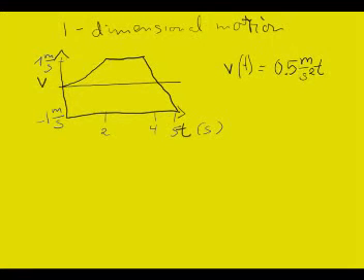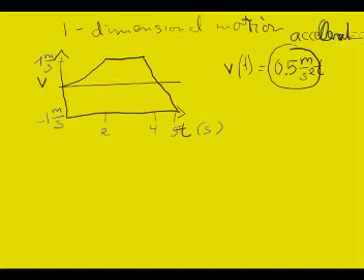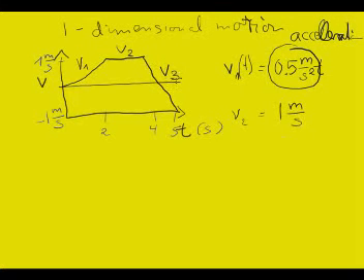So this quantity here is the acceleration. What is the velocity here? This is the first velocity, v1. Here we have velocity v2, which is not a function of time anymore, but just constant. It's 1 meter per second. And then for the last part, v3.